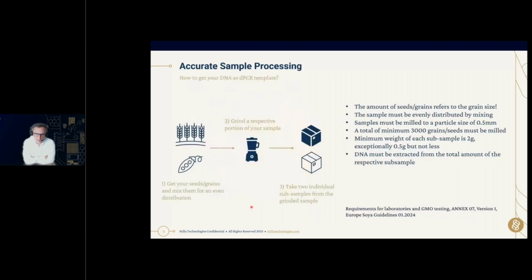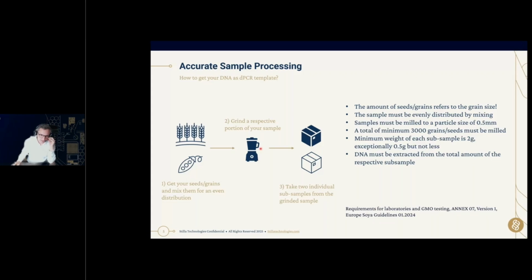What is now an accurate sampling process? So we need the amount of seeds and grains which needs to be processed refers to the grain size. We need to even process the sample, and we need to be sure that we mix the sample properly to have also even distribution of a GMO event, for example, inside of the sample. The sample must be milled to a maximum particle size of 0.5 millimeters. And by that, we need to process, in best case, a total of 3,000 grains or seeds.